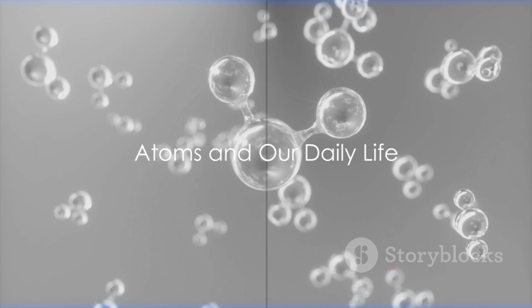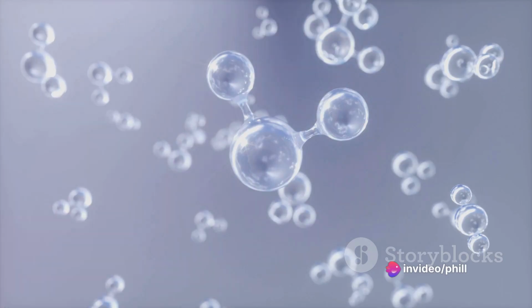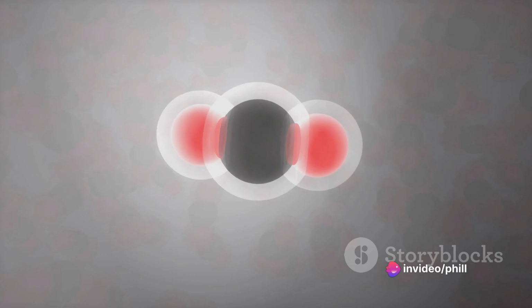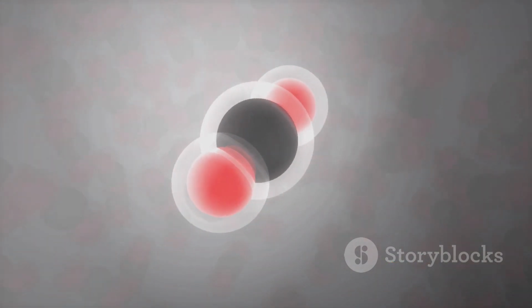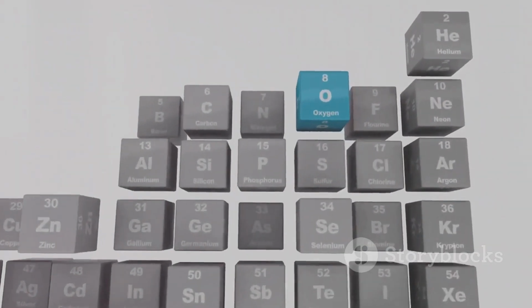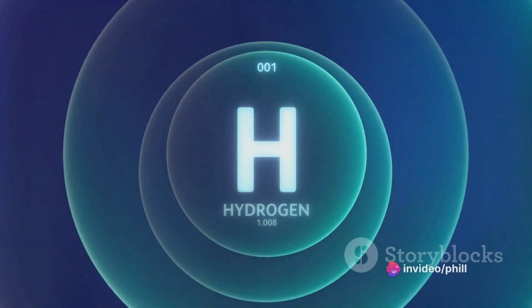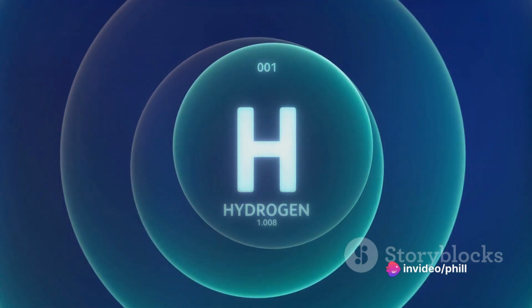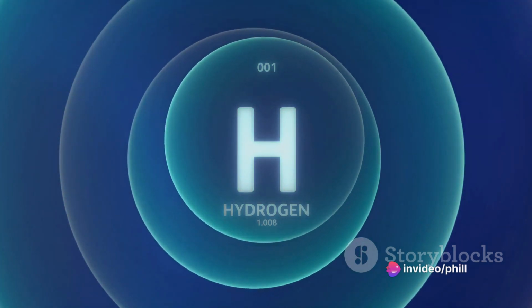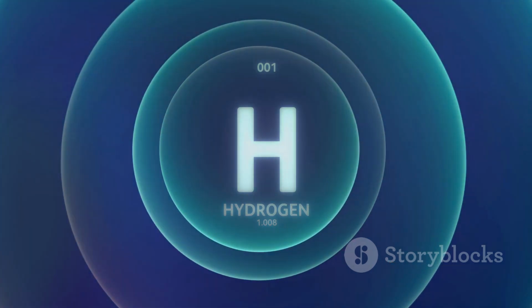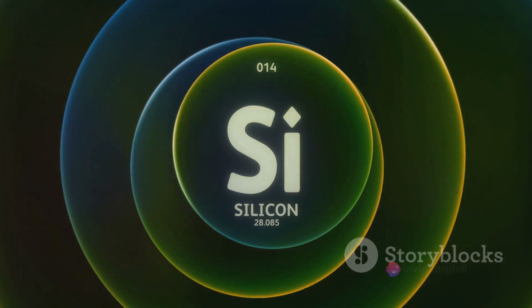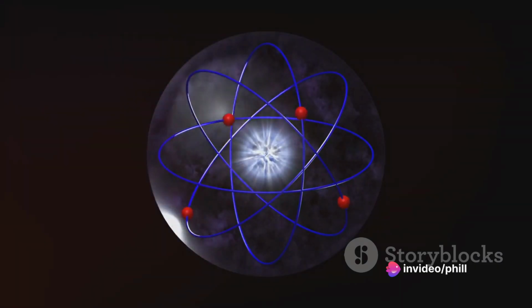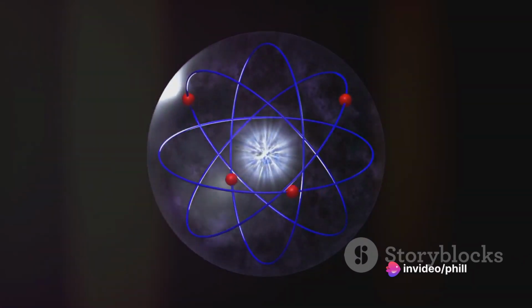But how do atoms affect us in our daily life? Well, atoms are everywhere, and they are the building blocks of everything around us. They make up the very air we breathe, the water we drink, and the food we eat. When you take a breath, you're inhaling billions upon billions of atoms of oxygen. When you quench your thirst with a glass of water, you're consuming an astronomical number of hydrogen and oxygen atoms. Atoms are also at the heart of the technology we use daily. Your smartphone, for instance, relies on a complex dance of electrons in silicon atoms. And think about the electricity powering your home. It's all about the movement of electrons from one atom to another.